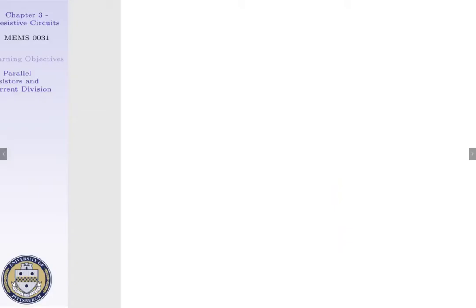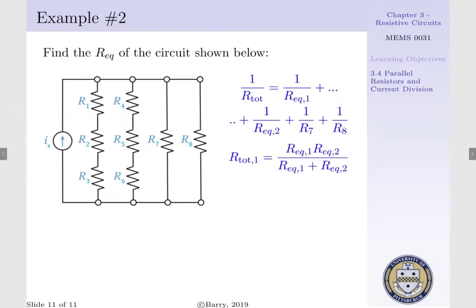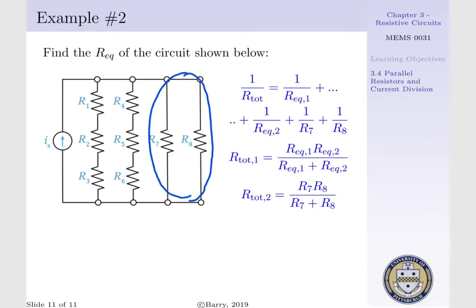and 1 over R8. Expressing R total 1 as the parallel equivalents of REQ1 and REQ2 as follows, and R total 2 as the parallel equivalents of R7 and R8.